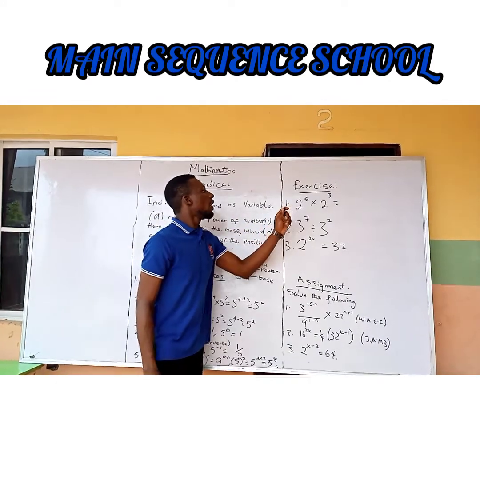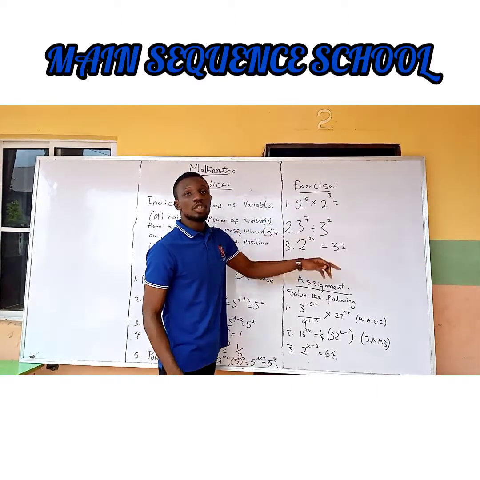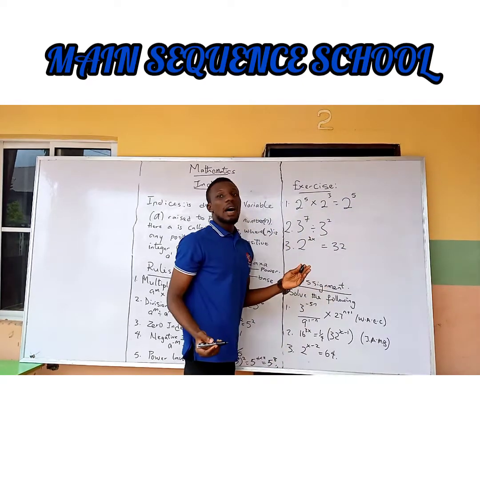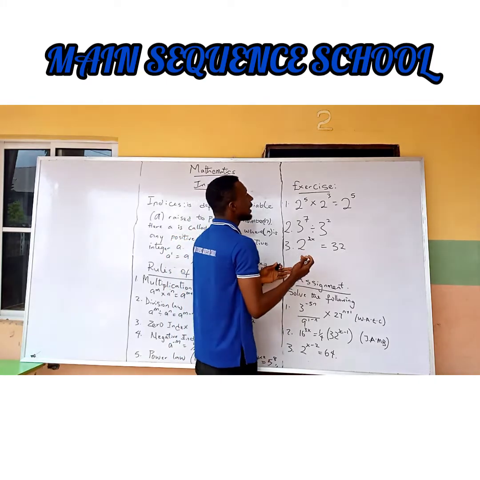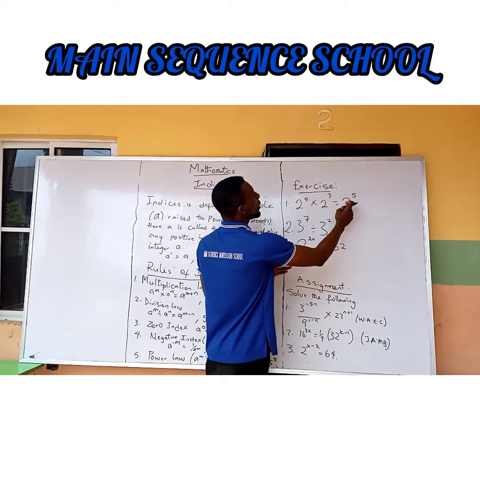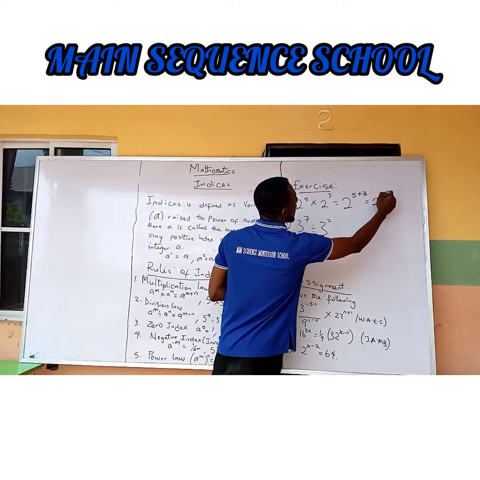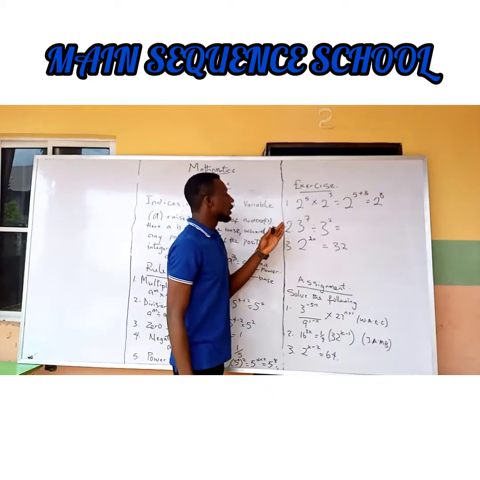Number 1, when you have 2 power of 5 times 2 power of 3, is going to be what? 2, 5. You know that when we are multiplying in indices, we do what? We add. We add the power to one another. So it's going to be 2, 5 plus 3. So our answer is what? 2 power of 8.